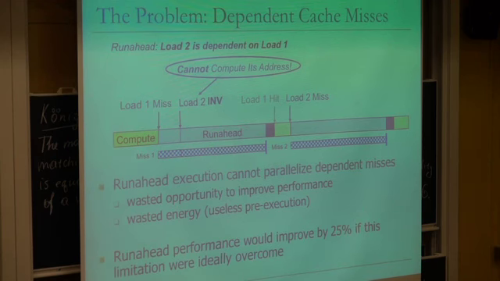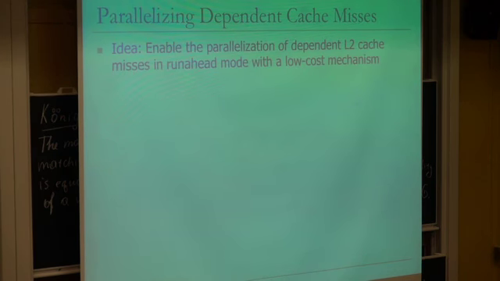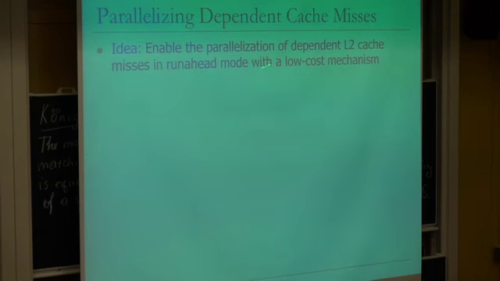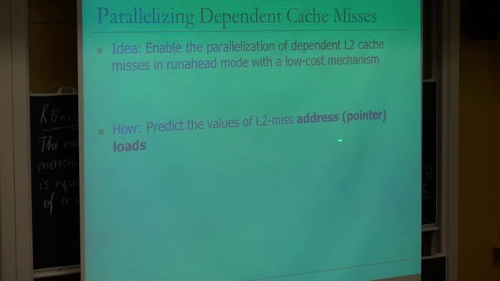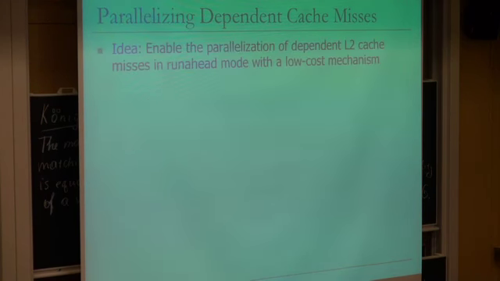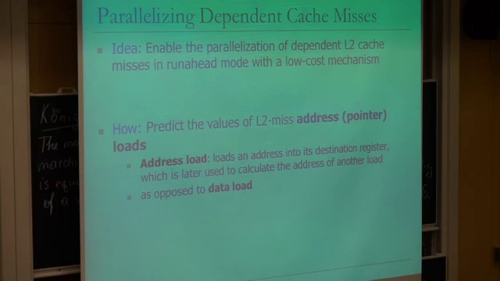Any idea? Predict the value. There you go. You could predict the value, and I'll let you figure out how to predict it. The idea is if you want to parallelize these two misses with a low-cost mechanism, you can predict the value of this L2 miss load. But you don't want to do it for all loads, perhaps, because only some loads actually lead to other loads computing their address. Let's call those address loads.